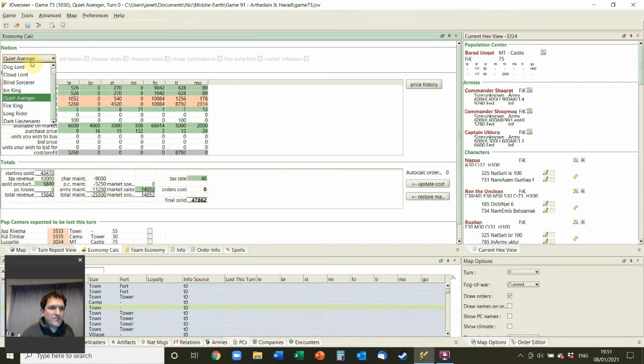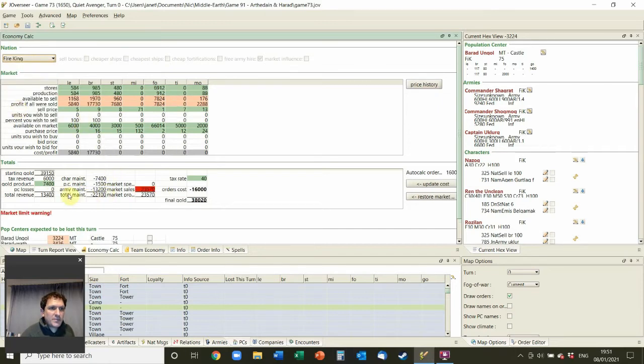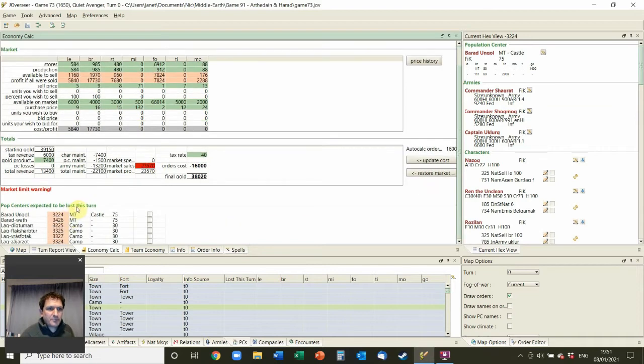I was having a look at Fire King as well, wasn't I? So Fire King down here. Fire King has slightly less starting gold, much less tax revenue because it's got a smaller tax base, but good gold production. So there's various information about what will be happening for him. If you've got an enemy army camped on one of your pop centres and you know you're going to lose it, you can also factor that in so it works it out for you.